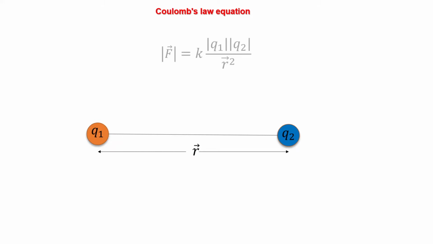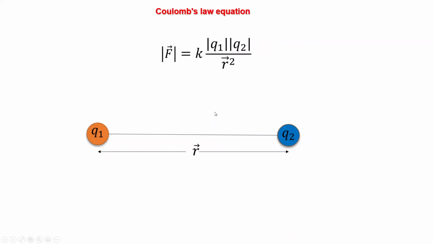the forces exerted on these two particle charges can be calculated by this equation, which says the magnitude of the electrostatic force is equal to K, a constant number, times the magnitude of charge number 1, times the magnitude of charge number 2, regardless of their signs, divided by the square of the distance between these two charges.